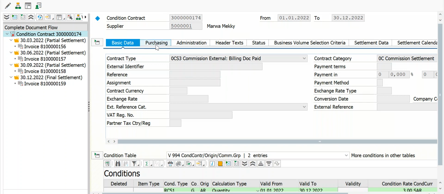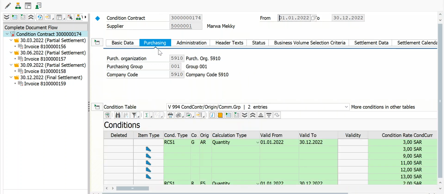So let's look at this step, purchasing. In this step, we mentioned the purchasing organization and the company code that our sales employee should belong to.